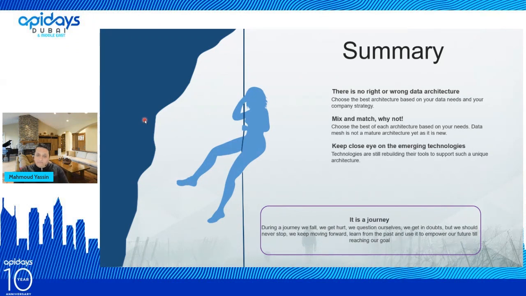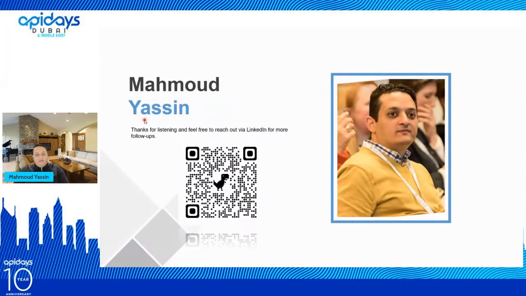And my last quote is: it's a journey, right? We fall, we get hurt, we can even question ourselves whether we are doing the right or wrong thing. But just trust the process, and also collaborate with others. And I think we will reach a point where the data mesh architecture gets mature and really helps the organization move forward.